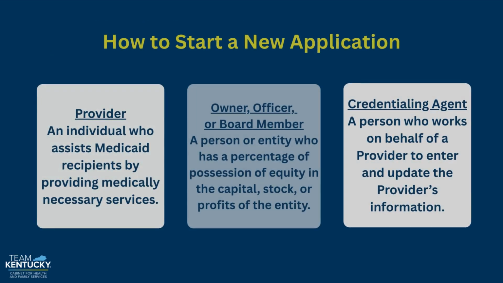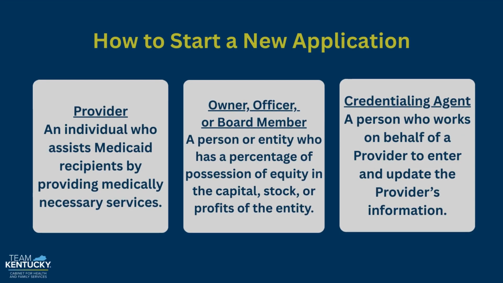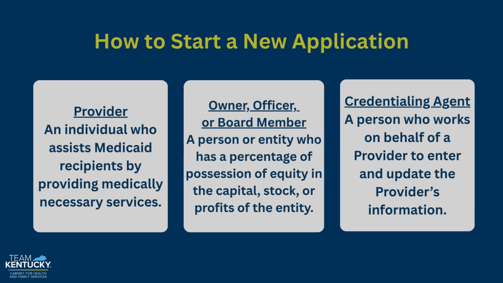To note, a provider is an individual that assists Medicaid recipients by providing medically necessary services. An owner, officer, or board member is a person or entity who has a percentage of possession of equity in the capital, stock, or profits of the entity. Lastly, a credentialing agent is a person who works on behalf of a provider to enter and update the provider's information. How the user starts the application directly corresponds to how they can submit it, so please select the role accordingly.